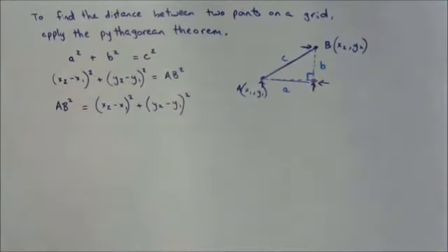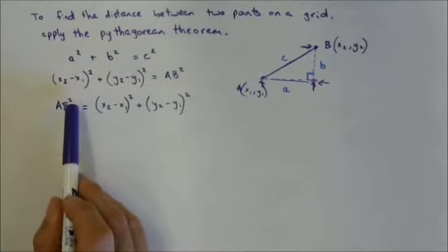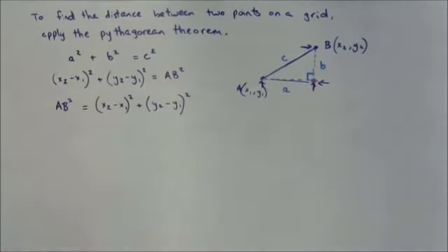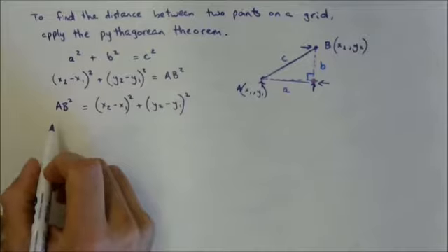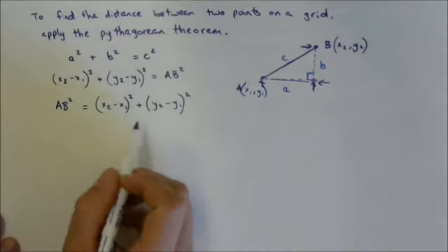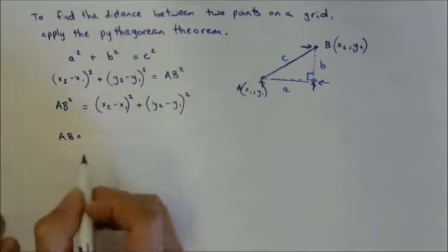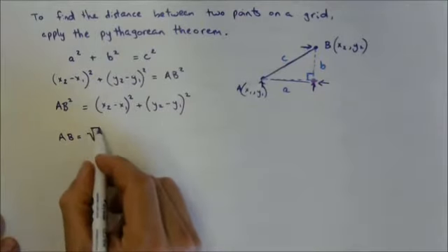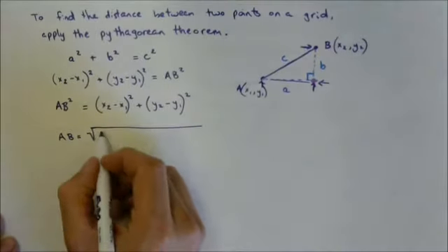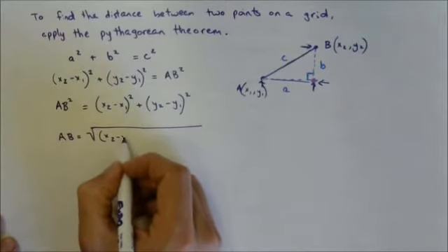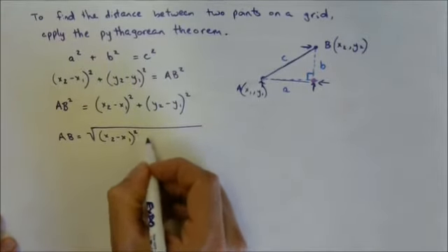And now we're not actually interested in AB squared, we just want the length AB. So according to my rules of algebra, I can square root both sides of the equation. So on the left side, we end up with just AB, and on the right side, we end up with the square root of everything that's on the right-hand side.